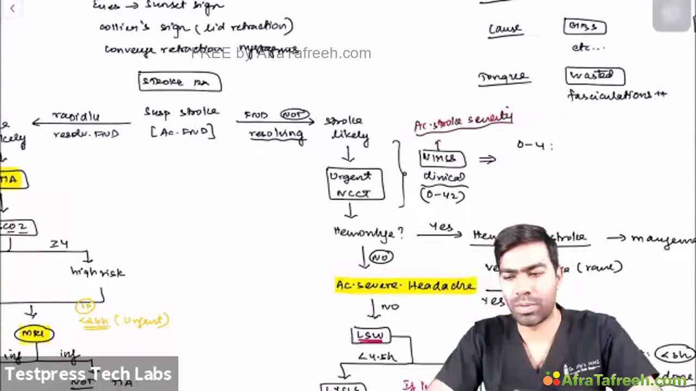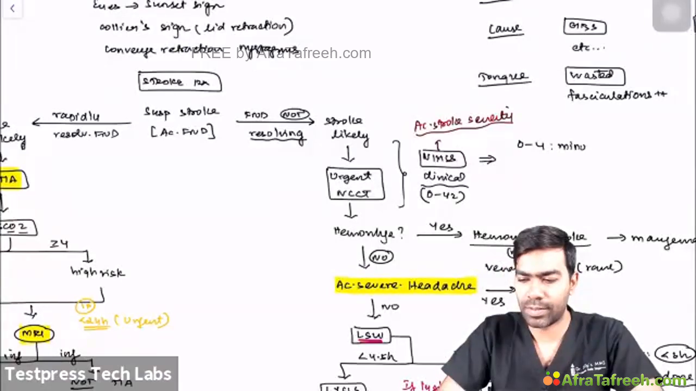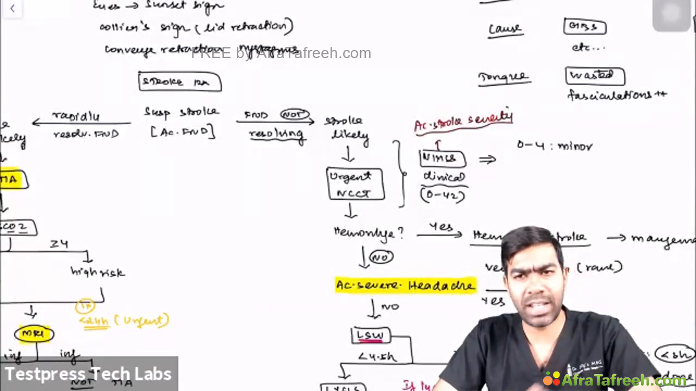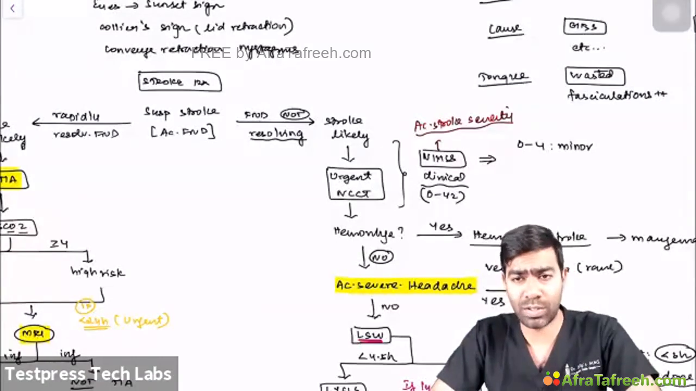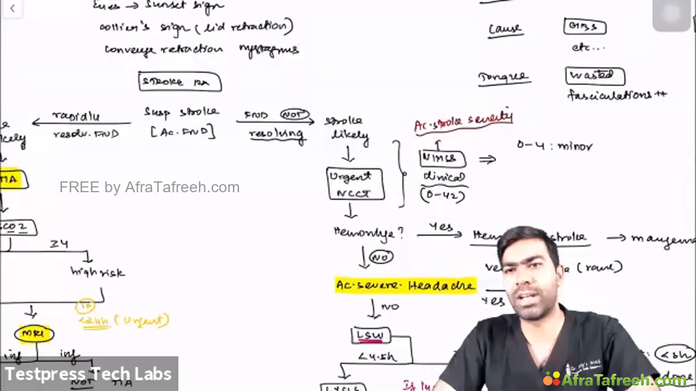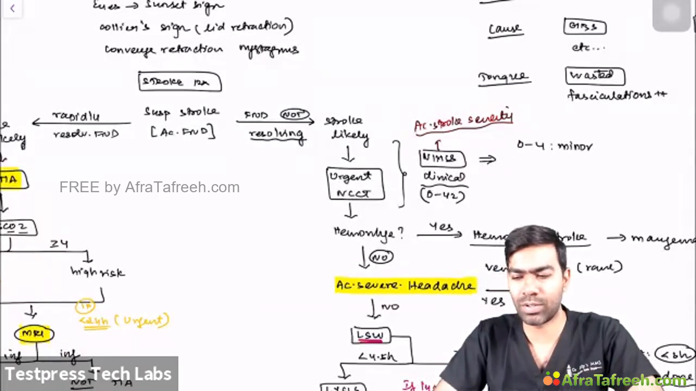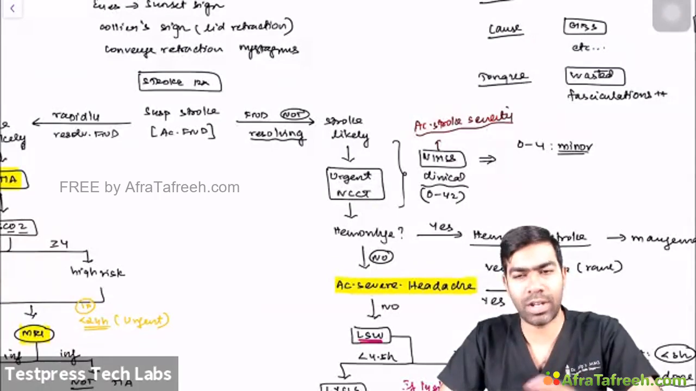So 0 to 4 means we can call it a minor stroke. Usually this is the place where your non-disabling strokes also will come, which means rapidly reversible symptoms, very little disability, where it is not really appreciable by the patient. Sometimes this can manifest like a transient ischemic attack also, but you have to be careful. That's a stroke again. 0 to 4 is a minor stroke.